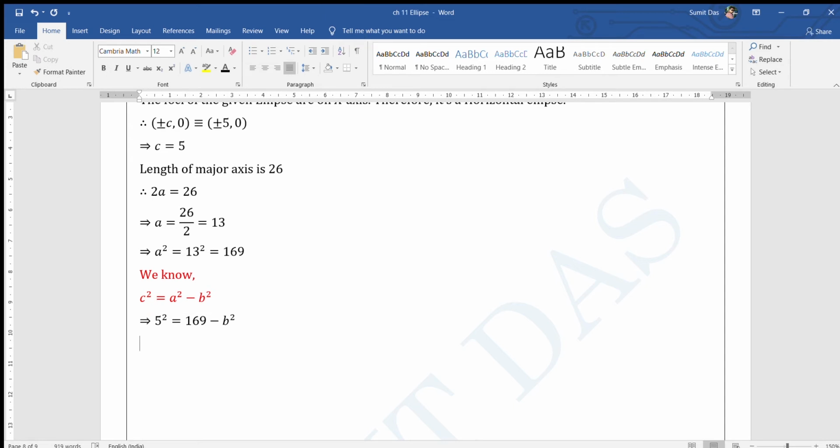So in the next line, b square equals 169 minus 25. 5 square is 25, so it equals 144. Therefore b equals square root of 144, which is 12. Oh, sorry. We don't need b, we need b square. So after that, what happened?